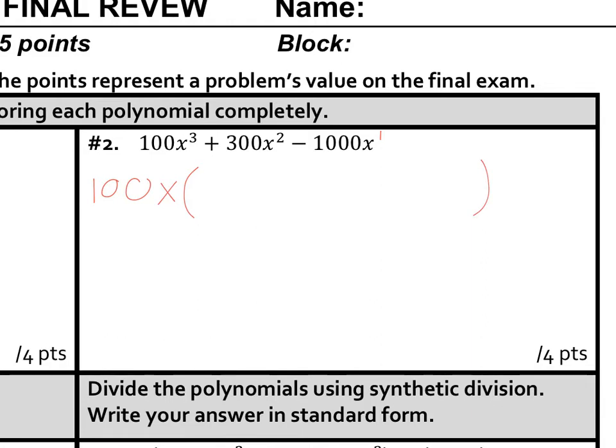100x cubed divided by 100x is just 1x squared, or x squared. 300x squared divided by 100x is going to be a positive 3x. And then negative 1000x divided by 100x is negative 10. The inside is a trinomial. We've got three terms. The first one is an x squared, and there's an invisible 1 in front of that x squared. So that means that we can use the shortcut method to factor.